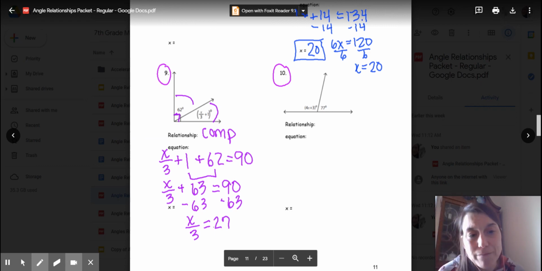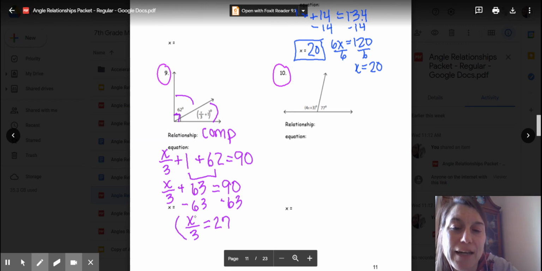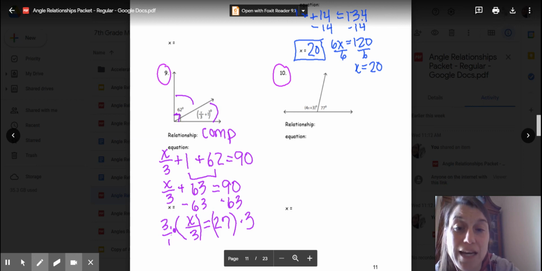Now, the mistake that people make is they think that x equals 9 because 27 divided by 3 is 9. But it doesn't, because I am dividing x by 3, and when you divide x by 3, you get 27. So to solve, I did the opposite of divide, which is multiply. So I'm going to multiply both sides by 3. So on the left, I write 3 over 1 times x over 3, and that would give me 3 over 3, which is 1. So 1x equals, and 27 times 3 is 81. That means x equals 81.